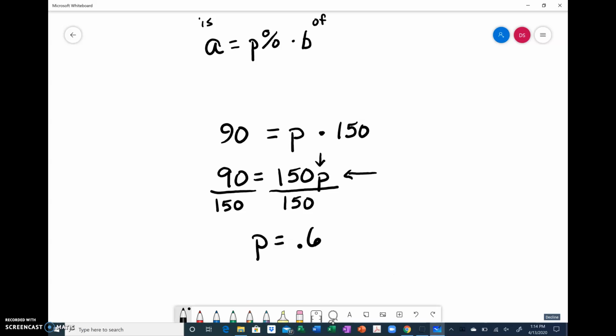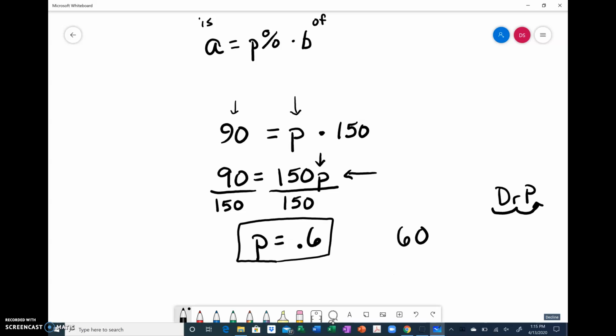Now, hopefully you're seeing a connection to the one we did earlier. When we were solving for A, we had to change this percent into a decimal. And look, here the answer is in decimal form, so I need to change it back to a percent. We've already had a lesson on changing decimals to percents. I'm just going to drop that decimal point 2 places to the right. And the percent, in the question, what percent of 150 is 90? The answer would be 60%.